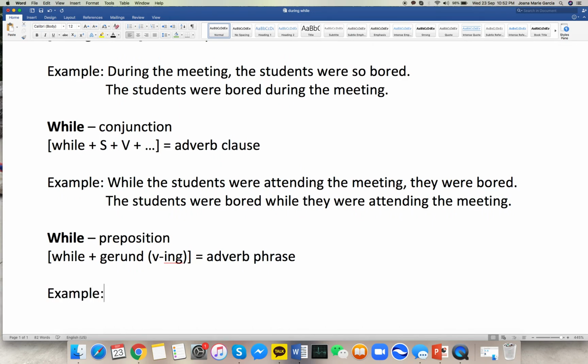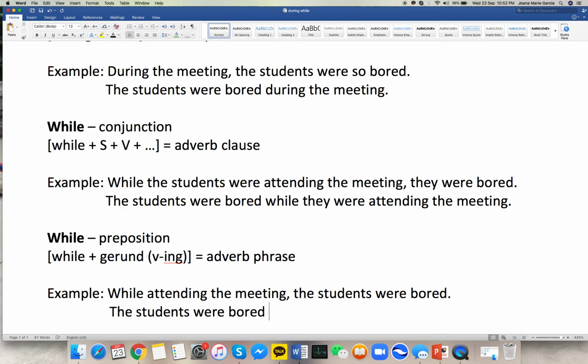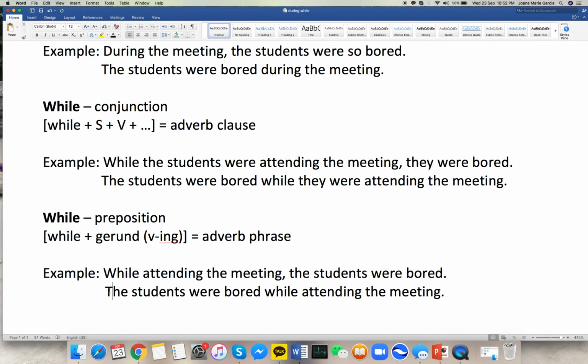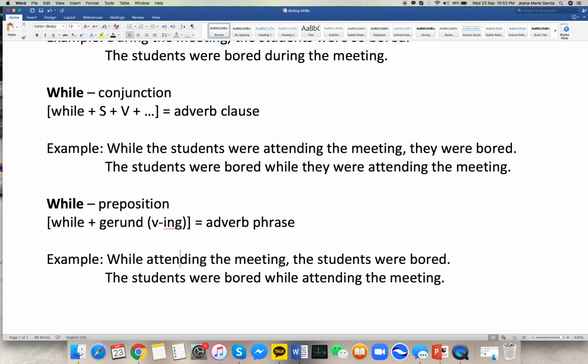Let's use the same example. While attending the meeting, they were bored. Or, since there is no noun, we can say the students were bored while attending the meeting. In that case, we use while plus ing, or while plus gerund, attending. We just moved the adverb here and put a comma because we want to focus on the adverb phrase. Our gerund there is attending, and meeting is actually the object of the gerund.